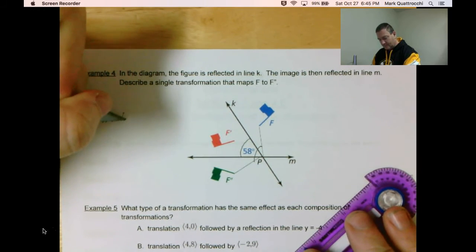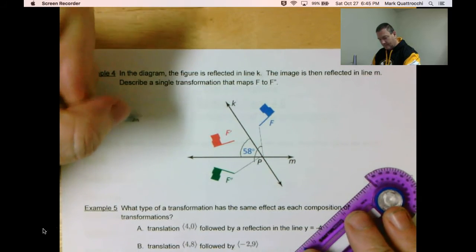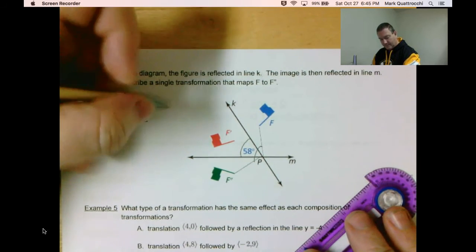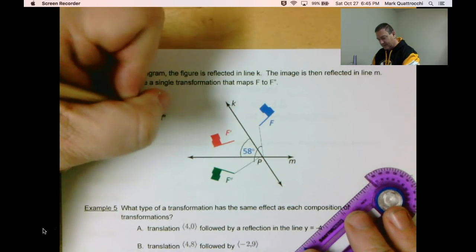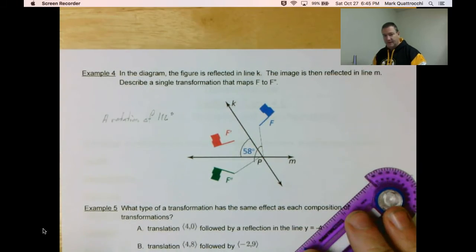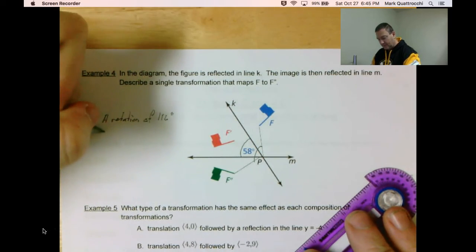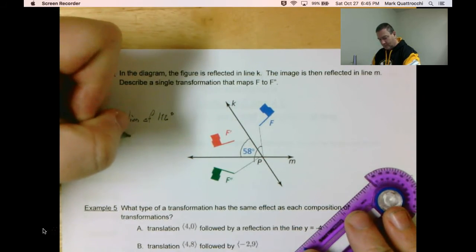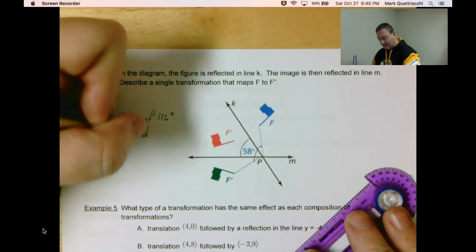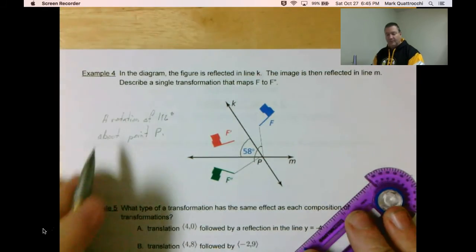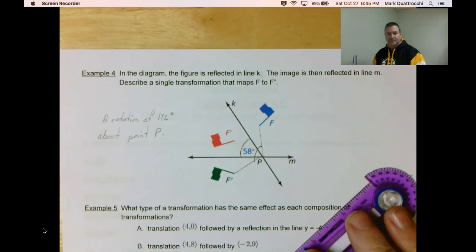Rotation of 116 degrees, twice 58, about point P. About means around. Geometry textbooks, we always use the word about point P.